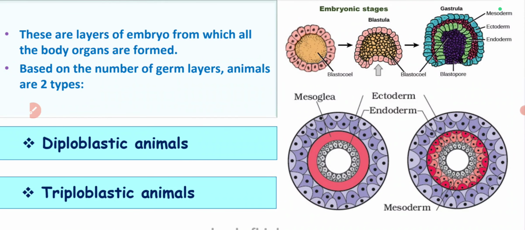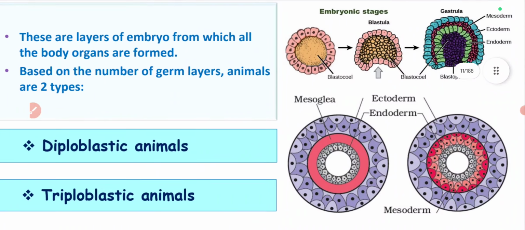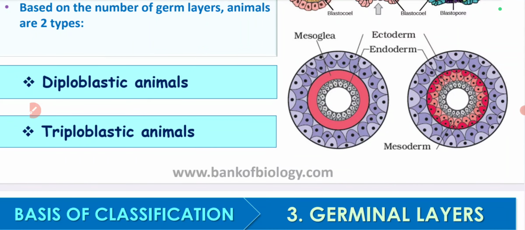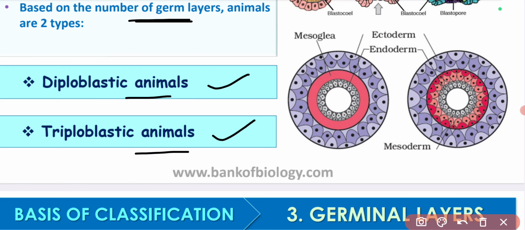Based on the number of germ layers, animals are of two types, diploblastic and triploblastic. We are going through all this topic. Based on how many germ layers are present in a particular animal, they are divided into two different types. Like you can see, ectoderm, endoderm and mesoglea are found in this type of germ layer, and ectoderm, endoderm and mesoderm are found in this type.